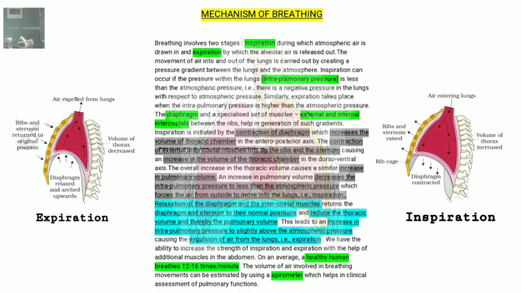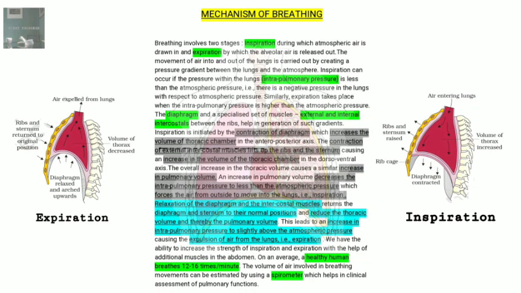Relaxation of the diaphragm and the sternum to their normal positions reduces the thoracic volume and thereby the pulmonary volume. This leads to an increase in intrapulmonary pressure to slightly above the atmospheric pressure, causing the expulsion of air from the lungs, that is, expiration. Normal expiration during breathing is a passive process because no muscular contractions are involved. It becomes active only during forceful breathing.